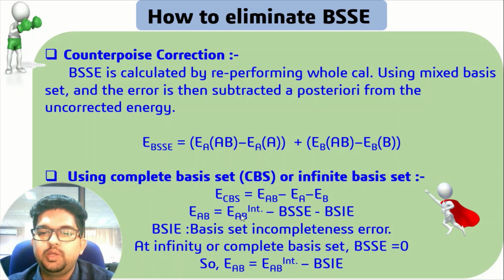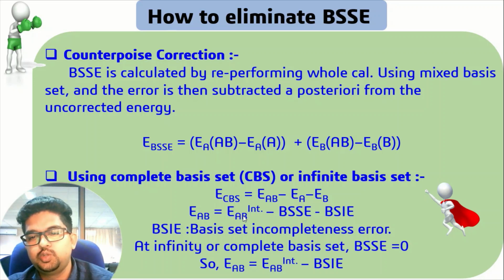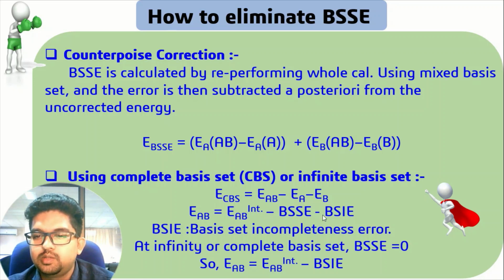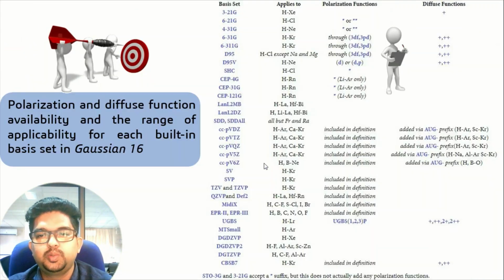So this is the AB interaction energy of this molecule minus the energy of BSIE, the basis set incompleteness error. In this way, you can also find the total energy of your molecule, and that will be the error-free energy. So in this way, you can tackle this problem related to basis set superposition error.